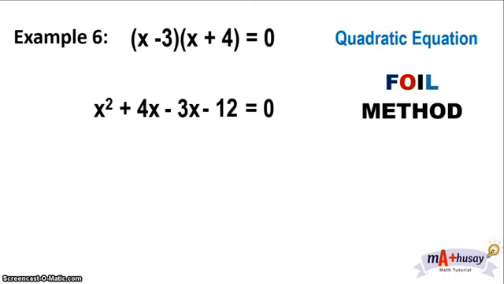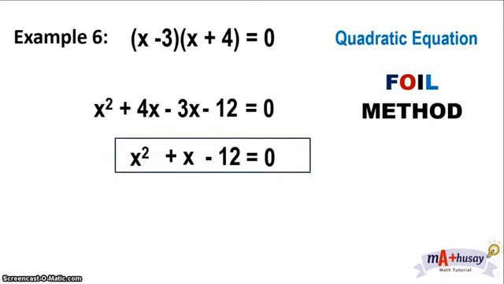Now we combine like terms. The only terms that we can combine are the 4x and negative 3x. So, x squared, and when you combine 4x with negative 3x, we only have x, which is positive, minus 12 equals 0. Now, this factored form, which is the quantity x minus 3 times the quantity x plus 4, is now written in standard form, which is x squared plus x minus 12 equals 0, where a is equal to 1, b is equal to positive 1, and c is equal to negative 12.